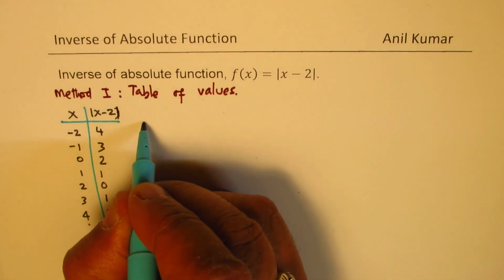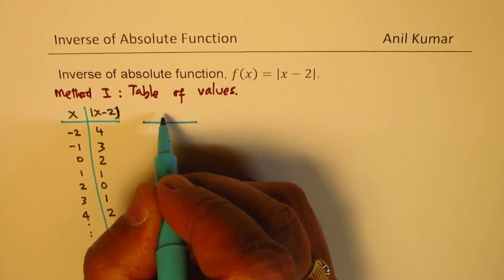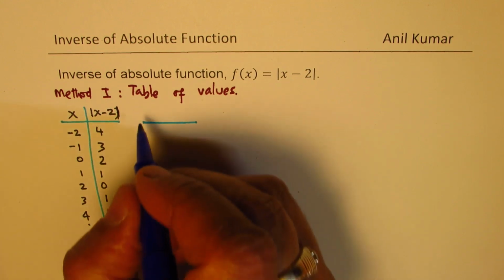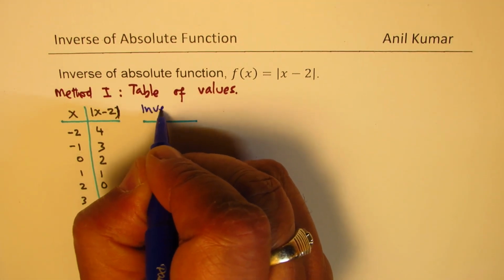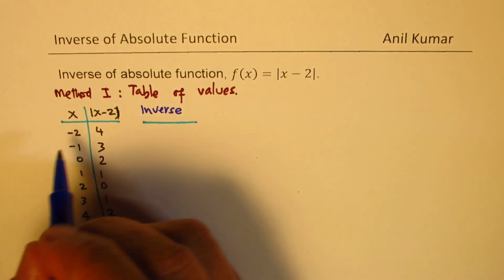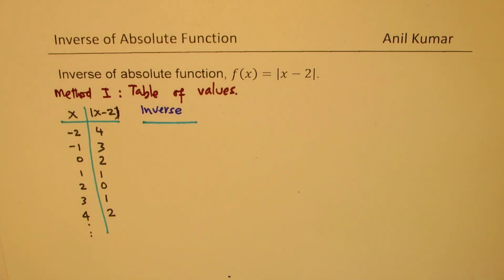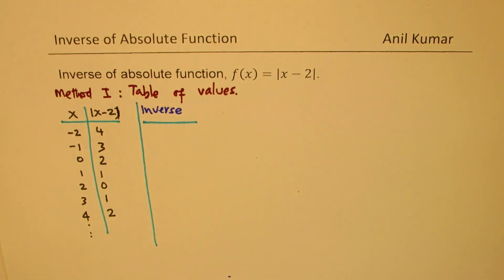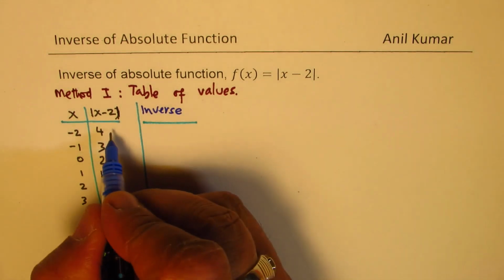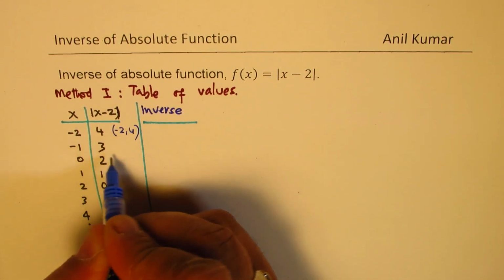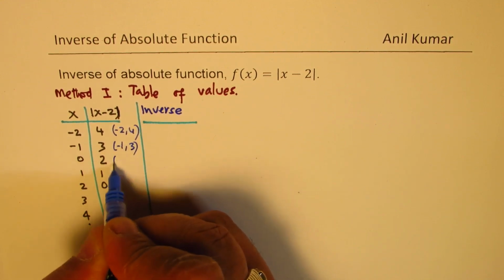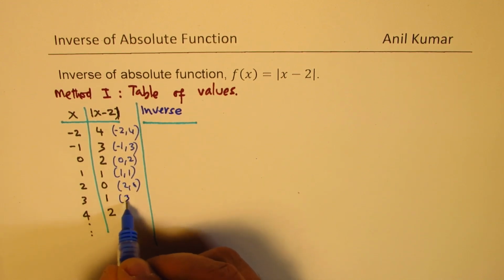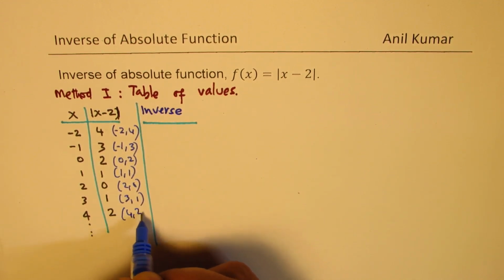Now if I do the same for the inverse, basically we have these coordinate points. So now we'll look into the inverse. As you know, if the coordinate points are, in this case, what are the coordinate points? Let me write down here. You could write these coordinate points as minus 2, 4. That is minus 1, 3. This is 0, 2. Then we have 1, 1. We have 2, 0, 3, 1, and 4, 2.